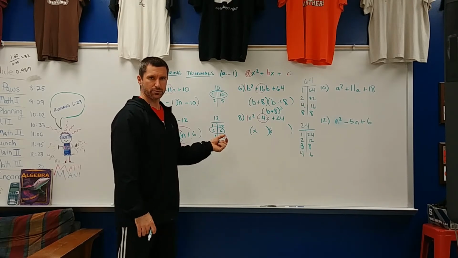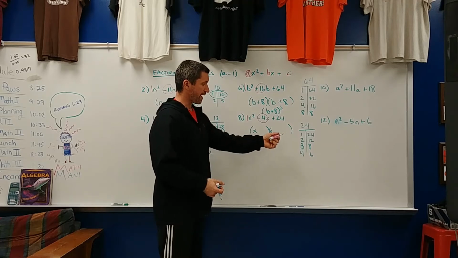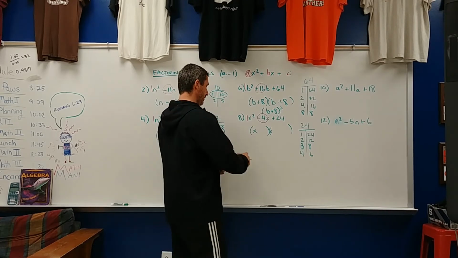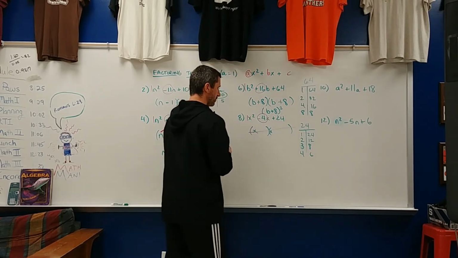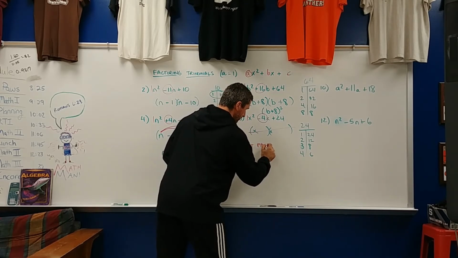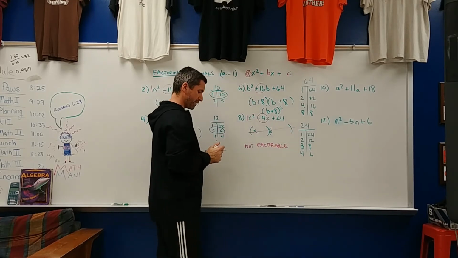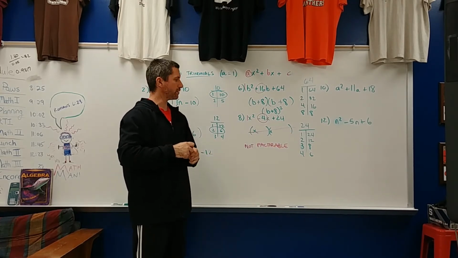It's not factorable. There are no factor groups. There's nothing you can do to add these numbers together to get -4. So no, and then you would just say not factorable. I cannot do it. That must mean there are no two binomials that you can multiply together to get that.